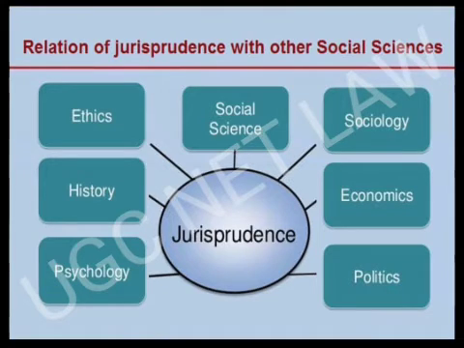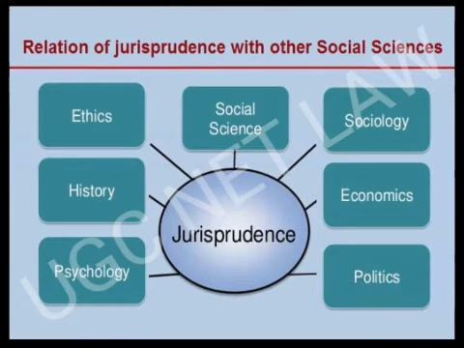Now when we go through this graph, these social sciences are interlinked with each other at some point. So these social sciences cannot be studied in isolation. In other words, we can say none of these sciences can be understood without having a fair knowledge of the others. Jurisprudence, being a social science, is in fact related to other social sciences.